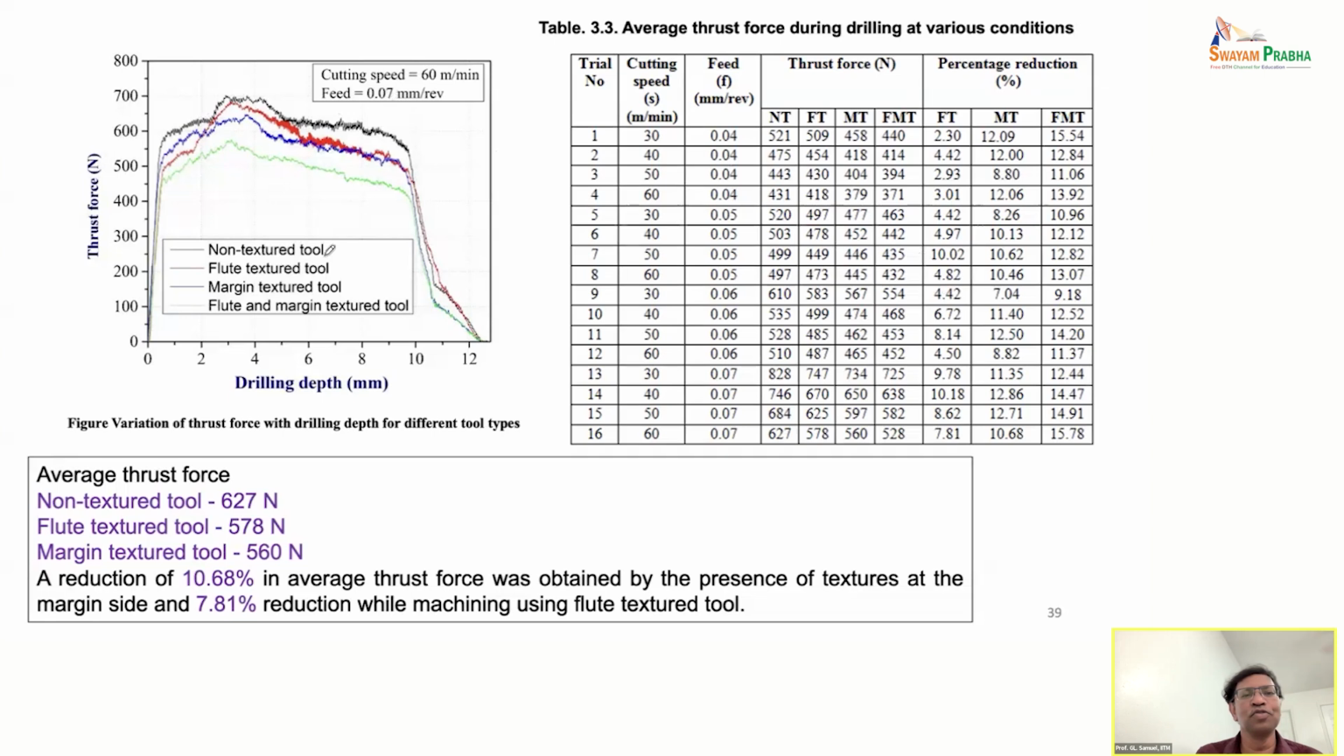Then the flute alone, if it is textured, this is the one. Both margin, if it is textured, this one. But if flute and margin both are textured, we see that there is a lot of improvement, even if you take an average, from that to something like this. So this is the amount of decrease in the cutting forces. The thrust force basically.